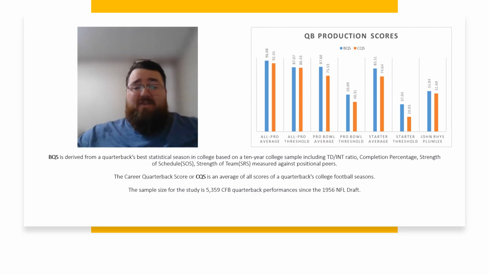Plumlee was not that great in terms of his quarterback scores. He had a 55.04 in terms of his best quarterback score, and his average or career quarterback score was 51.69 out of 100. This is based out of 5,359 college football quarterback performances since the 1956 NFL draft class. So a lot of quarterbacks in that database. He's not that great in terms of his passing efficiency.